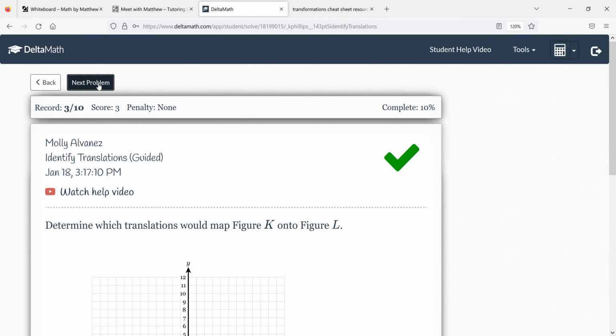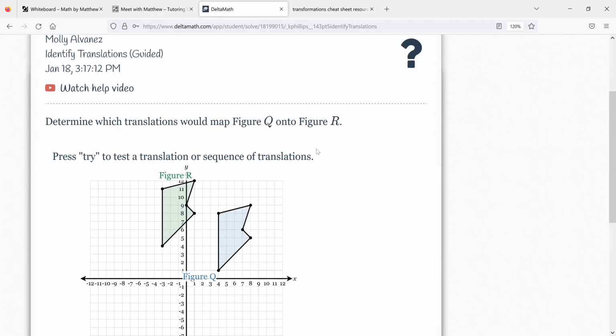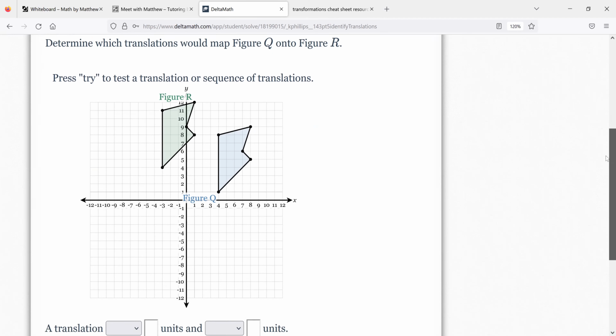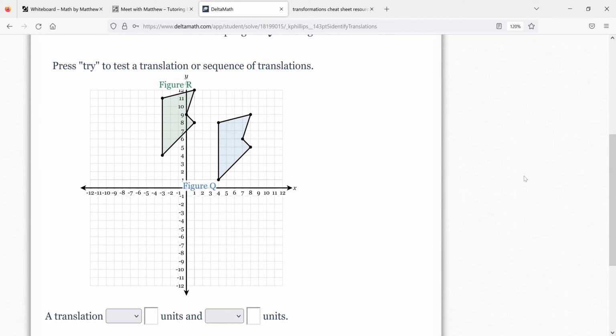All right, let's have you try one here. So you're going from Q to R, and if I need to, I can zoom in a bit more on this, but maybe you can do it without the zoom. You're going from the one on the right to the one on the left. So tell me how much left and then how much up you're going to go here.